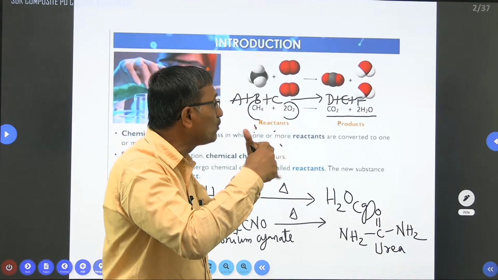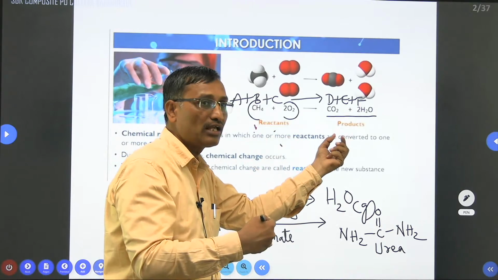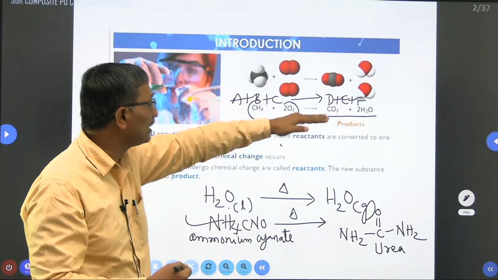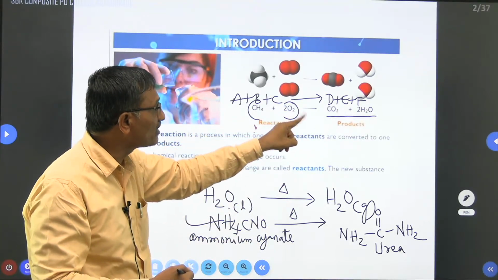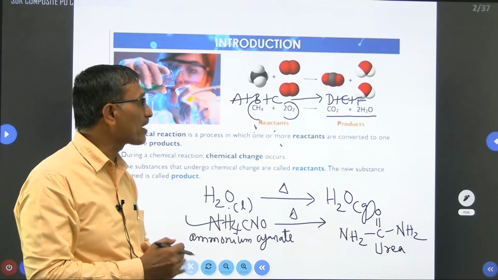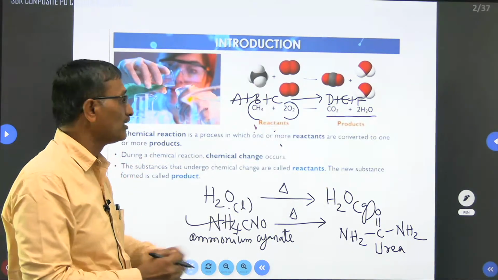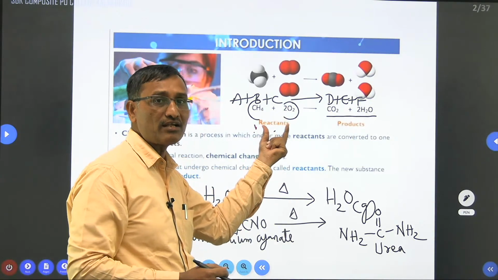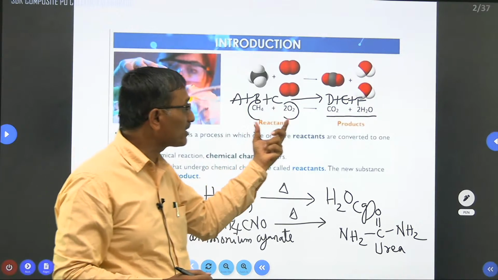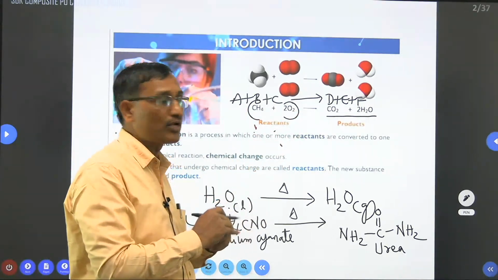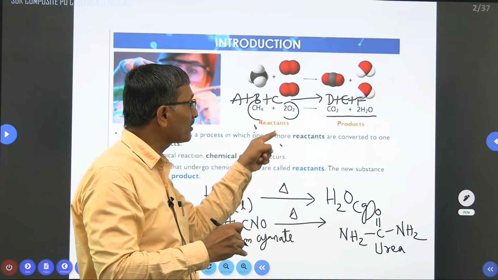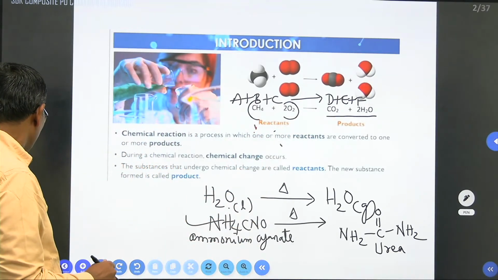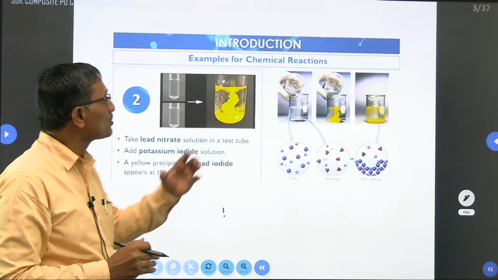And whatever new substance is going to form on the right hand side, the product formation side. Here we can see the new substances formed in this reaction: one is carbon dioxide, another one is water molecule. Therefore, these are known as products and these two are known as reactants. Reactant and product get separated by using an arrow mark. It shows reactant combines to form a product. That one you have to remember. Now coming to the next one.